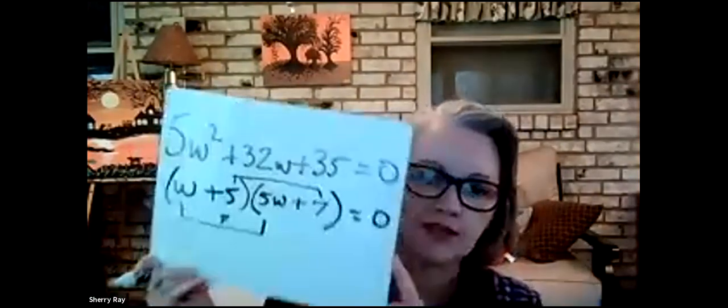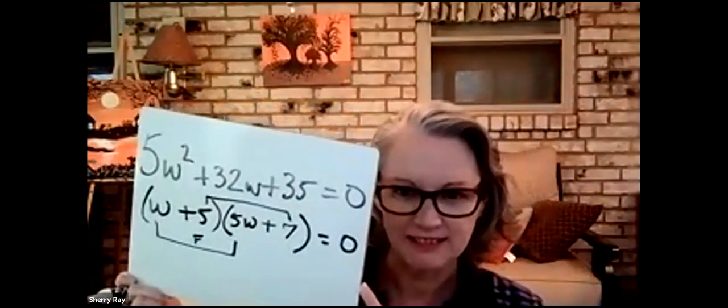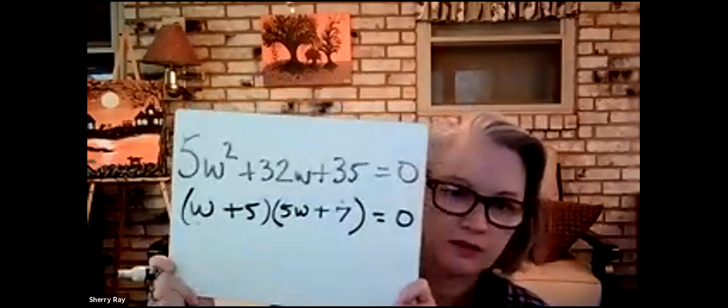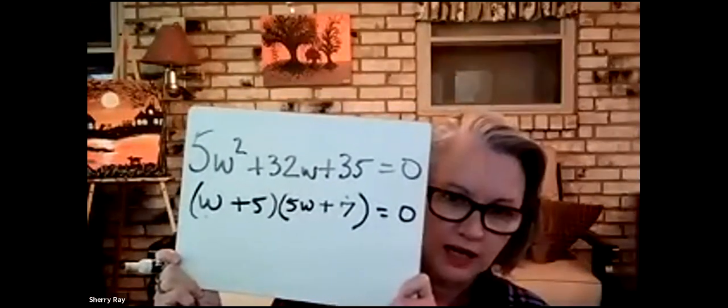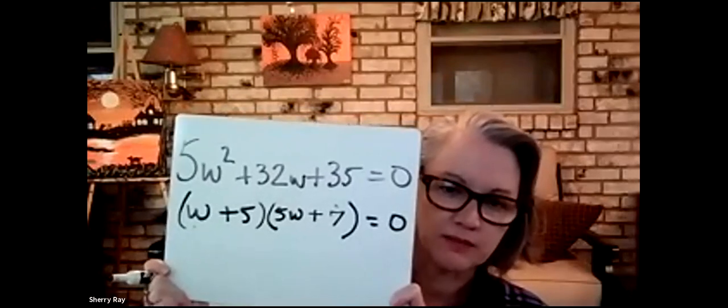Now, if you haven't done any factoring in years and years, then this may seem a little weird to you. So that's why I'd recommend trying to find your answer on the calculator or using the quadratic formula. And if you were to FOIL this out, you would have 5w squared plus 7w plus 25w, that adds up to the middle term, and then plus 35.